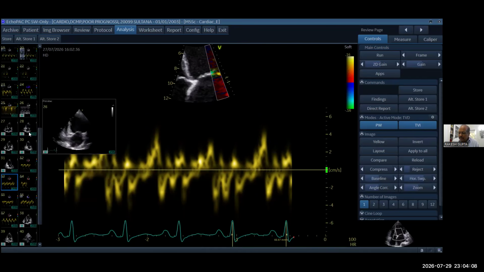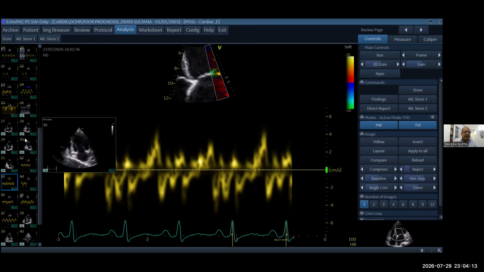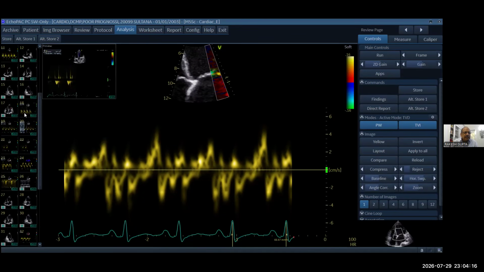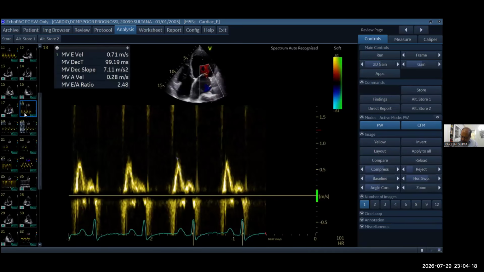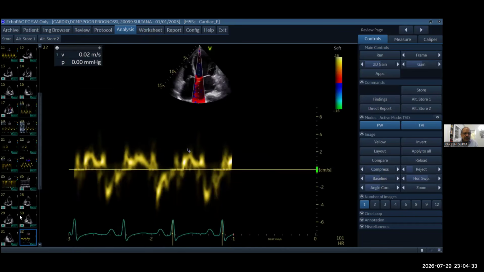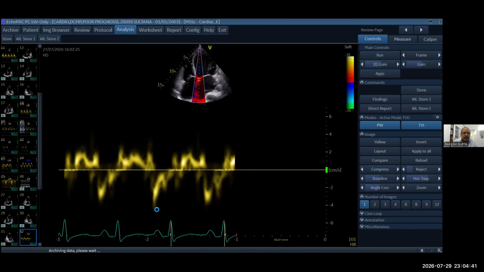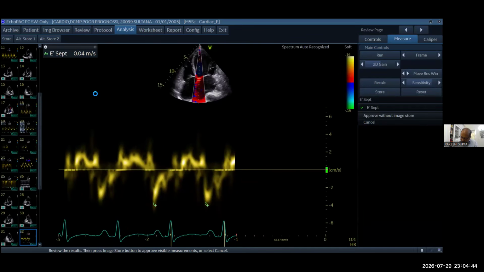So, I'll just jot it down for you one by one. First parameter we saw was E/A ratio. E wave was 71, A is 28, E/A ratio is 2.48. Correct? Sir. So now we want E prime septal and E prime lateral. Septal E prime is 4. So this is what I'm going to measure. This is the measuring system. So this is 4, septal E prime. Everybody will agree? Yes, sir.